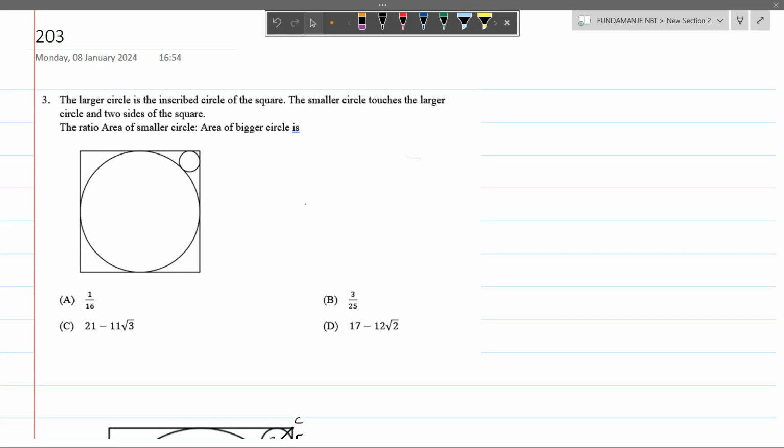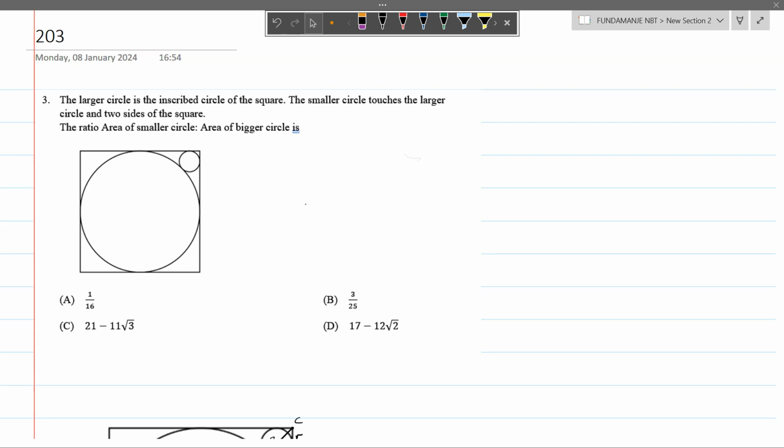Question 203 says the larger circle is the inscribed circle of the square. The smaller circle touches the larger circle and two sides of the square. What is the ratio of the area of the smaller circle to the area of the bigger circle? So the area of the smaller circle to the area of the bigger circle.